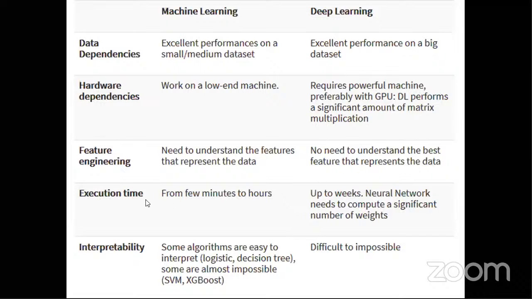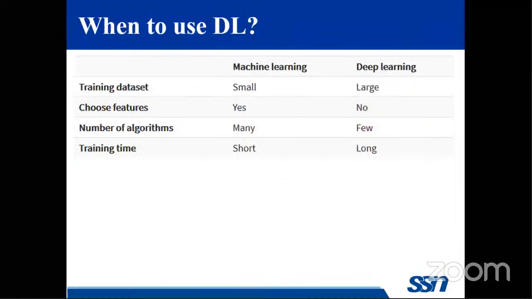And execution time, absolutely it would take much time because your data is going to be bigger and bigger, more than that, right? And interpretability is difficult, right? Already I told you this is like a black box, right? So this is the summarization of the utilization of deep learning, right?